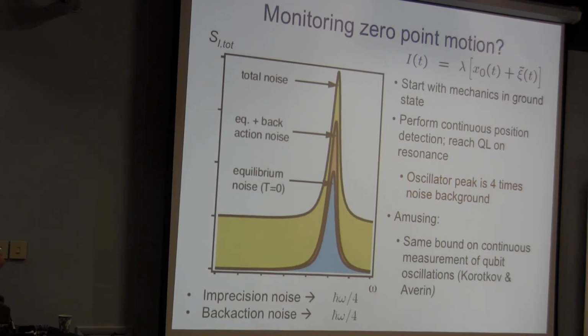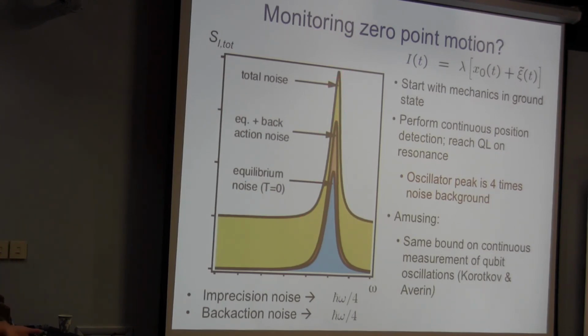This is really showing what you would see if you had an ideal experiment starting with the mechanical resonator at 0 temperature. Here is the 0 point fluctuation spectral density of the mechanical resonator. We're going to add in the back action noise. So we're going to pick a detector that really reaches the quantum limit at the mechanical resonance. It's going to add a quarter quantum of noise. So that's the orange curve here. And then when I add the imprecision noise, that's this white noise background, it moves everything up an amount that also corresponds to a quarter quantum on resonance.